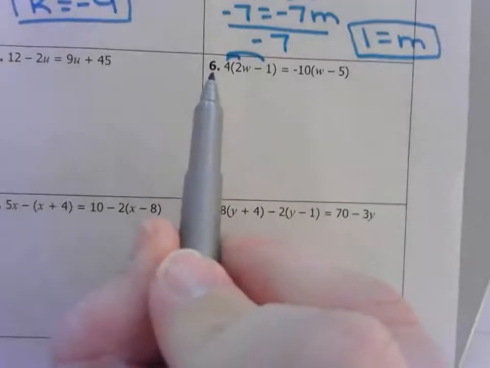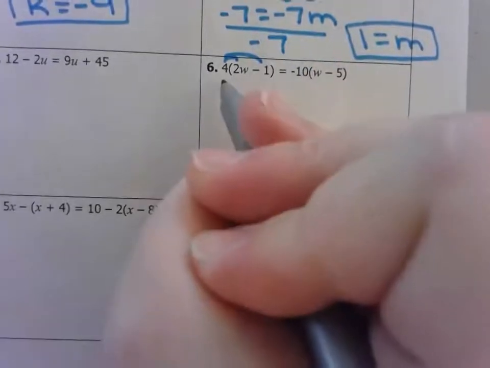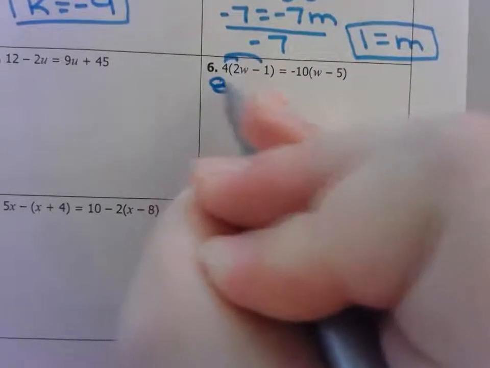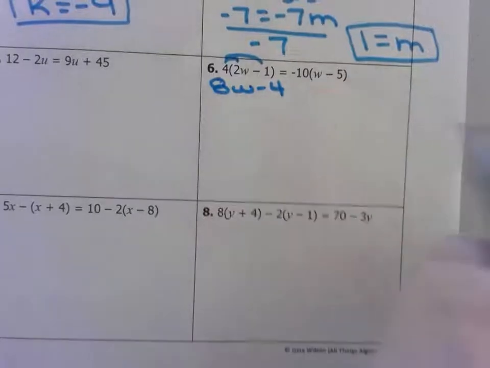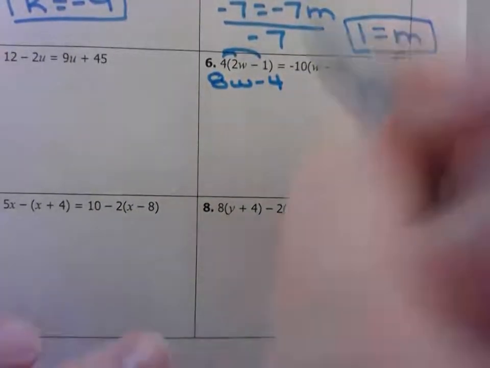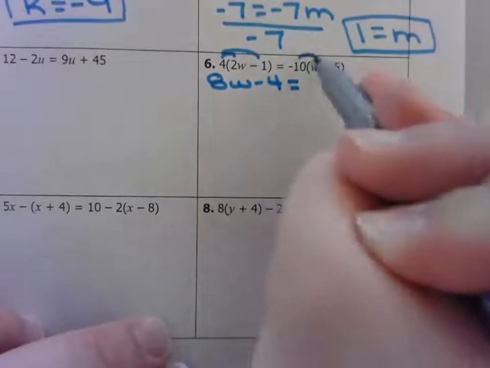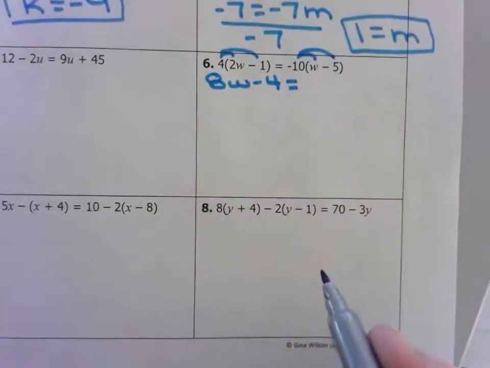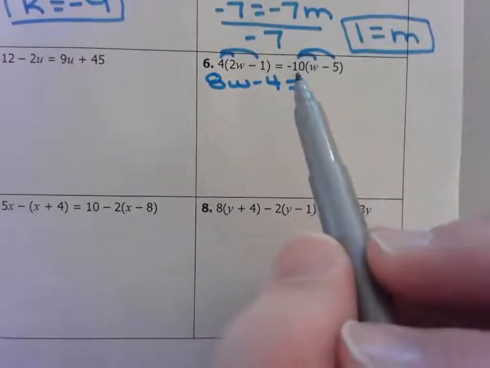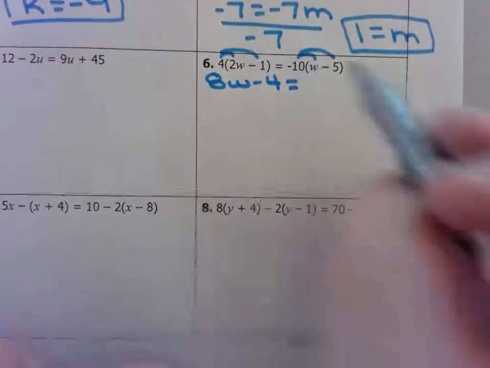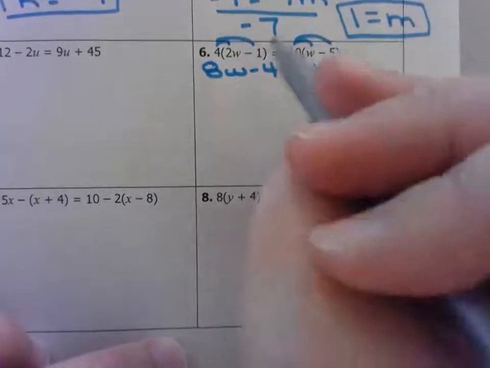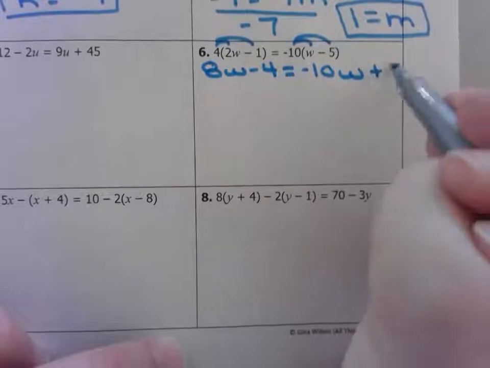Okay, let's distribute 4. If I distribute 4, what do I get? 8w minus 4. 4 times 2w, 8w. 4 times -1, -4. Bring down your equal sign. And then we need to distribute the -5. Check your negatives if you have negatives. Distribute -10. -10 times w, -10w. Plus -10 times a -5, positive 50.